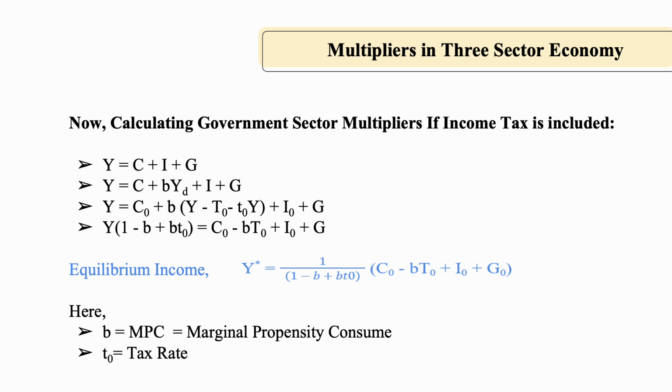So the equilibrium income when tax is included is Y star = 1/(1 - b + b t naught) times (C naught - b T naught + I naught + G naught). Here b is equal to MPC, as before, and t naught is equal to the tax rate. This tax rate is included everywhere when the income tax is included in this equation.